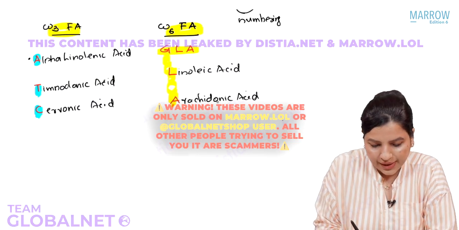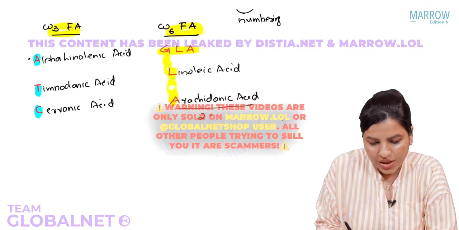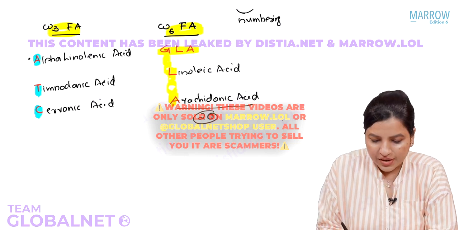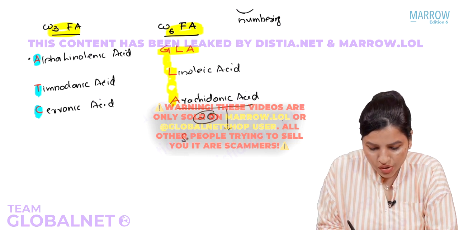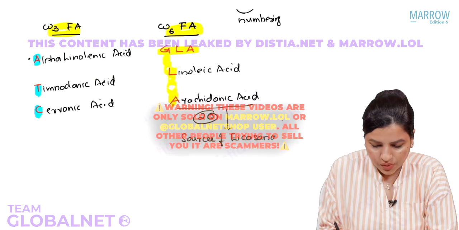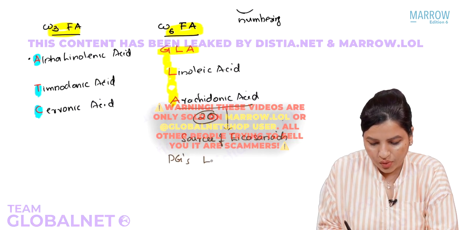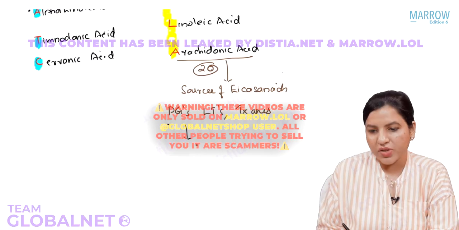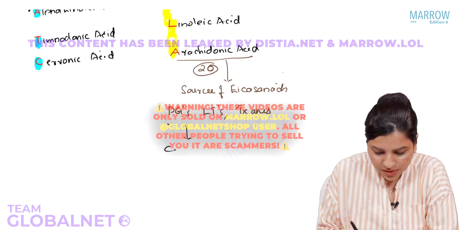We can see that arachidonic acid is a 20 carbon fatty acid. Arachidonic acid is the source of icosanoids, which include prostaglandins, leukotrienes, thromboxanes, etc. You know that these prostaglandins cause inflammation.